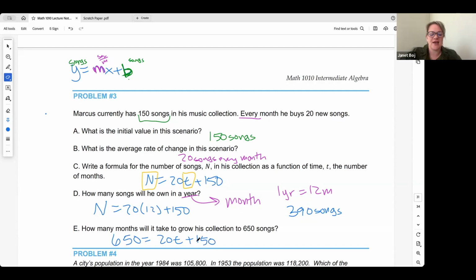How do I solve this? I subtract the 150. So that says 500 equals 20t. And then I divide by the 20. And so this tells me t equals 25. So what does that mean? After how many months? They did ask in months, so I'm set. Then you state your answer, just like we labeled 390 songs. This will take 25 months. Thank you.